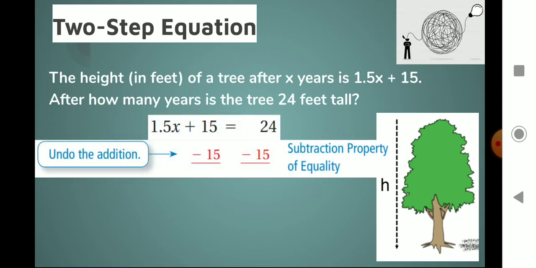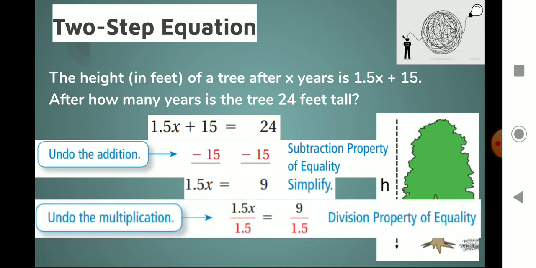We do the opposite operation for addition. We undo the addition by subtracting 15 on both sides of the equal sign. When we simplify, we get 1.5x equals 9. To undo the multiplication, remember there's multiplication happening between the coefficient and the variable. We divide by the coefficient, which is 1.5, on both sides of the equal sign. When we simplify, we get x equals 6.